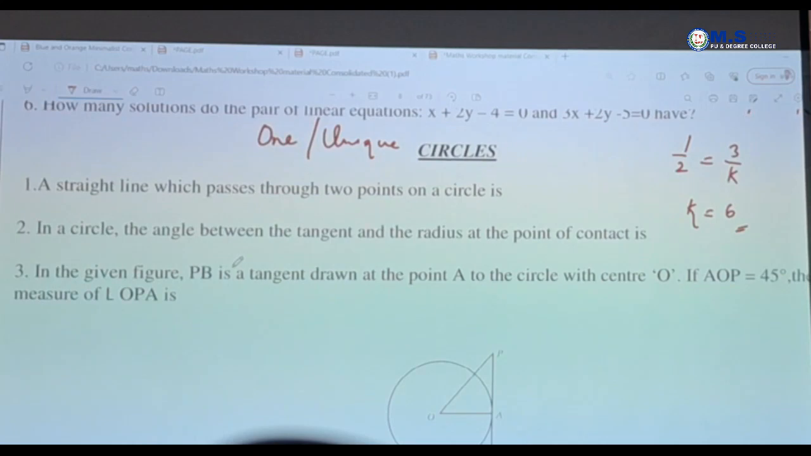Next will be circles. See, in 9th also you have studied the unit circles. What is the concept which you are studying here? The new concept. Tangent you have already studied. It is secant, right? The new concept you are learning here is secant. That means definitely a question will be there on the new concept. What is that? Secant. A straight line which passes through 2 points on the circle is called a secant. A tangent touches at only 1 point.